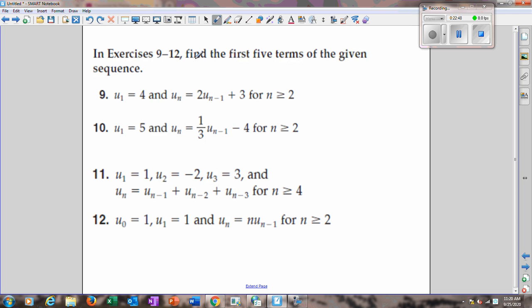On to the next assignment. I have 9, 10, 11, and 12 for this one. So it says find the first 5 terms of the given sequence.